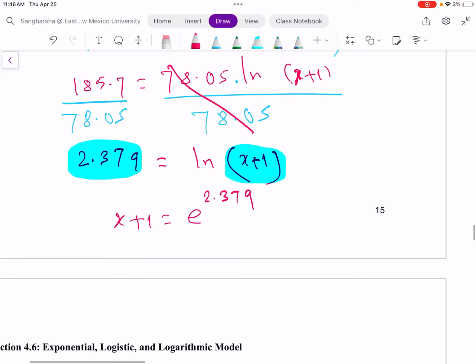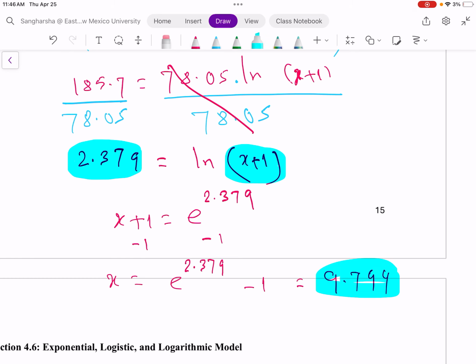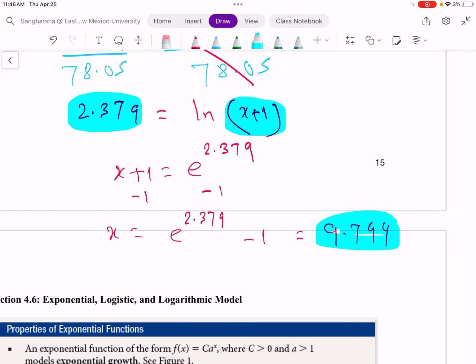So we subtract 1 on both sides. So our x is e to the power 2.379 minus 1. Now you use your calculator and we get something like 9.794. So after almost 10 weeks, they're going to have $300 million as revenue. So this is our final answer. After about 10 weeks, they're going to collect 300 million as revenue.